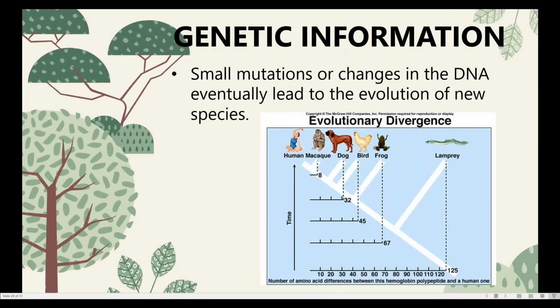Here at the bottom part of the slide, we can see different organisms. We have the human, okay, we have the macaque, which is an old world monkey, and then we have the dog, the bird, then the frog, and then the lamprey, which is an aquatic vertebrate. Makikita natin na habang mas malayo siya doon sa human, mas maraming amino acid differences. So, anong ibig sabihin yan? Anong organism ba yung closest relative natin?